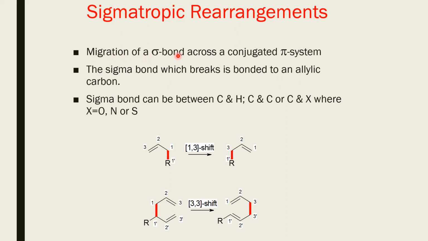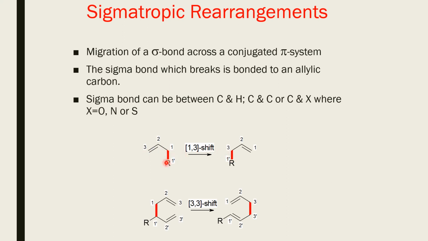We have already seen in the previous modules what a sigmatropic rearrangement is. It is migration of a sigma bond across a conjugated pi system. The sigma bond which breaks is bonded to an allylic carbon, and the bond which is broken could be either between a carbon and hydrogen, or a carbon and carbon, or a carbon and a heteroatom, where the heteroatom could be oxygen, nitrogen or sulfur. So here we have some examples. You see this is the bond which is breaking and it is migrating from here and coming to this carbon, as can be seen here.